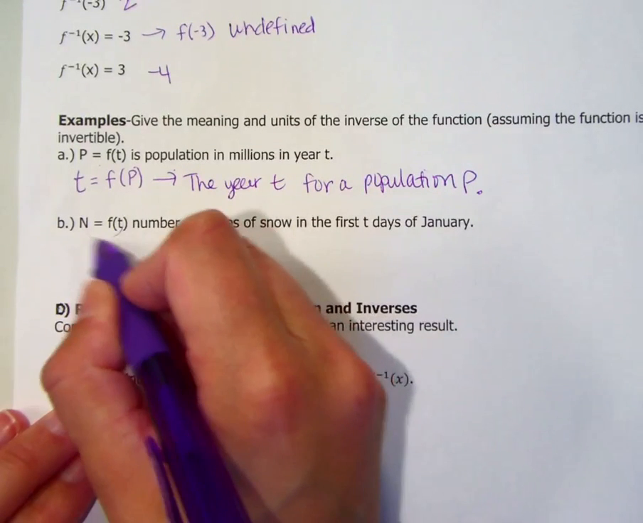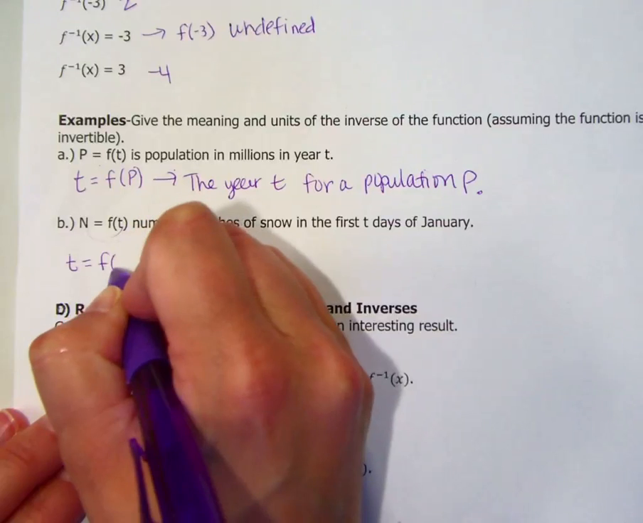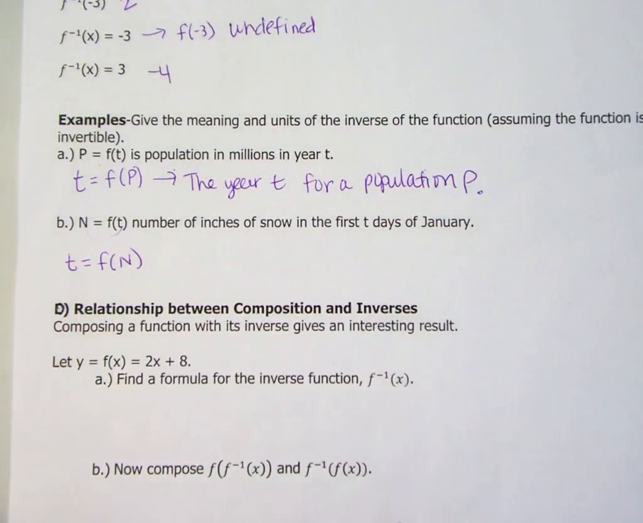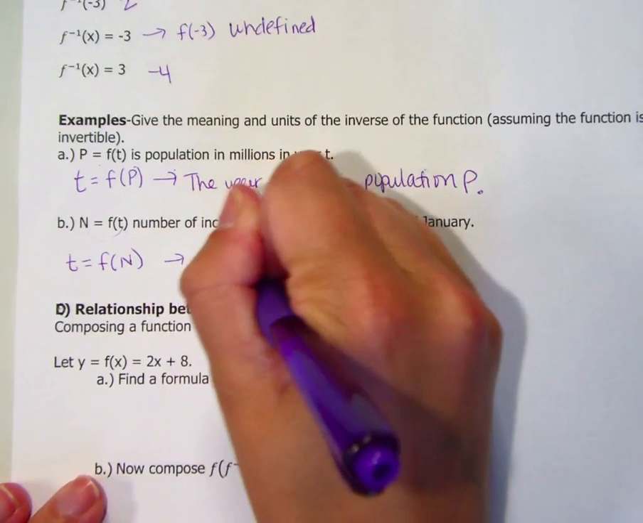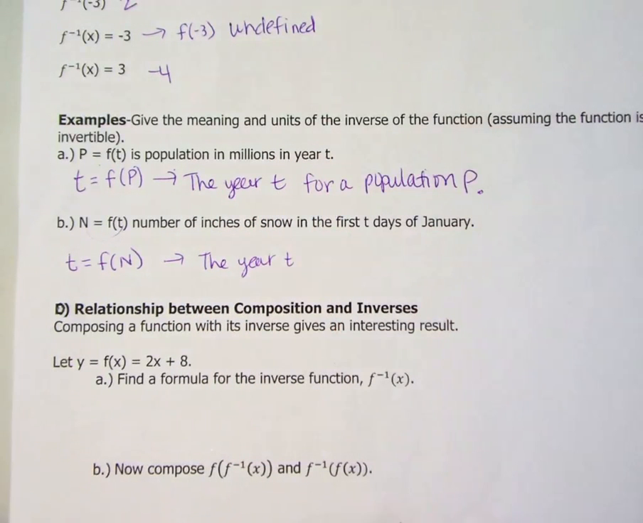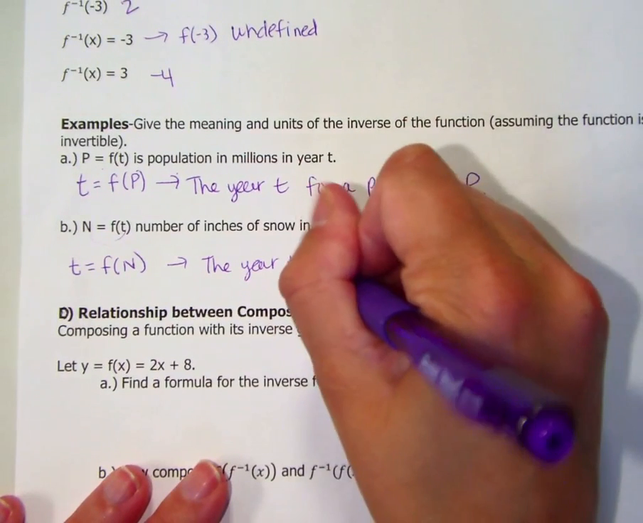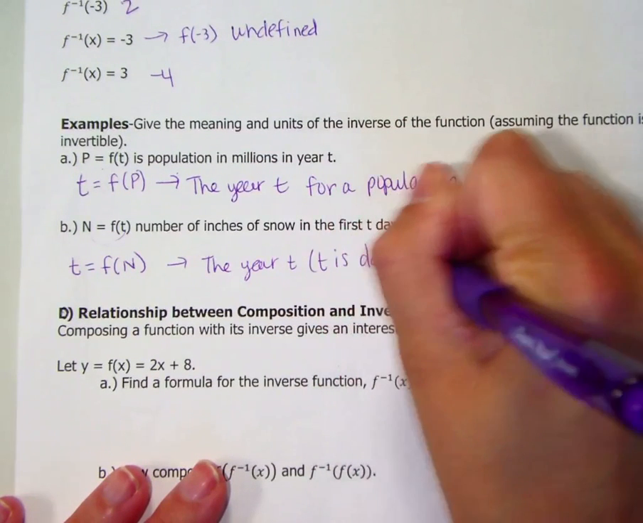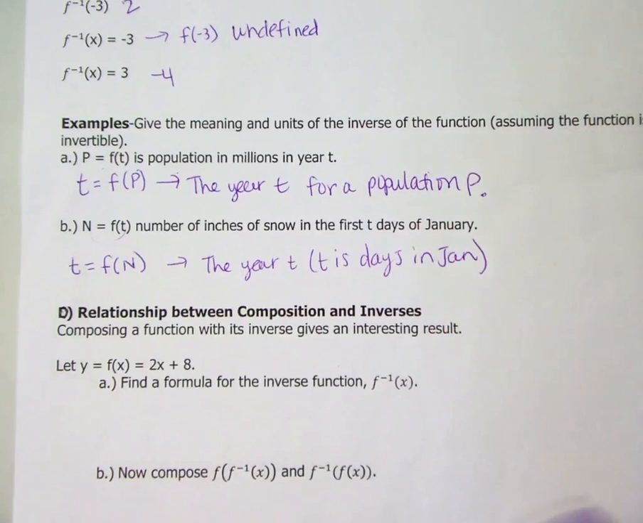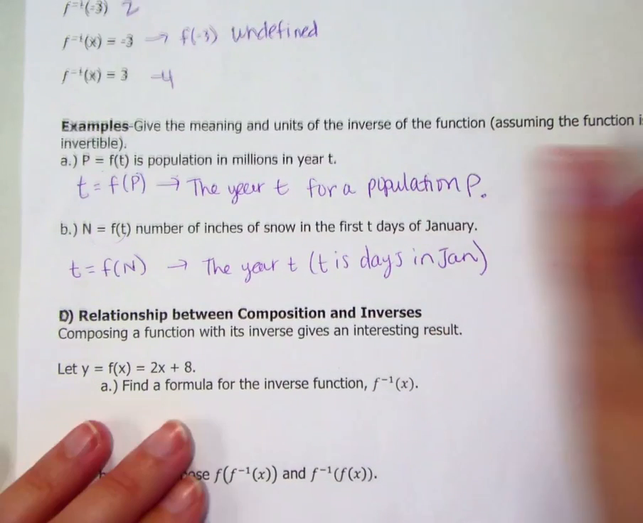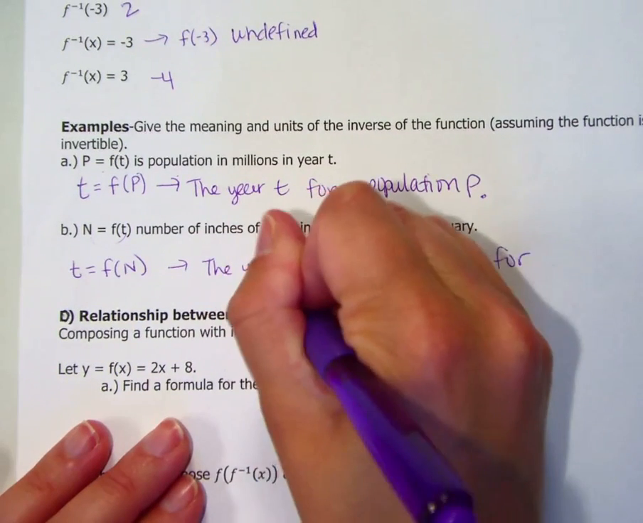Same thing on the next one. Switch your input and output. Write that in function notation. Then you can really see, okay, when this input happens, then that output. So this gives, again, the year t for what? Okay, so for what output? For the number of inches of snow. Good.